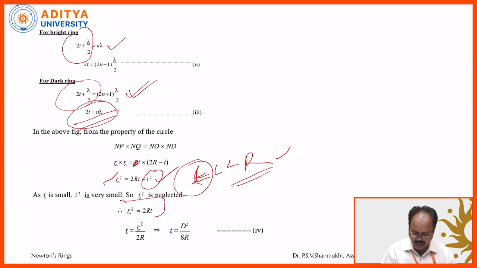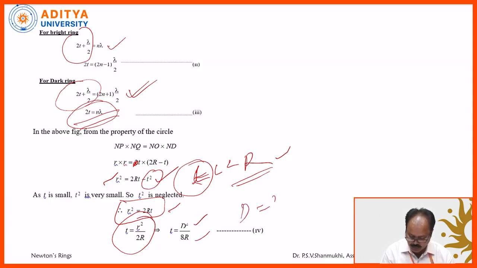Automatically, what we get? r square is equal to 2tR. Otherwise, t is equal to r square by 2 capital R. Now we write this in terms of D, the diameter. r is equal to D by 2, so r square means D square by 4, giving D square by 8R. Now, we already have an expression, 2t is equal to n lambda, for the destructive interference or dark ring condition.